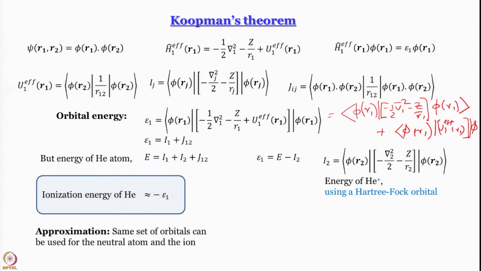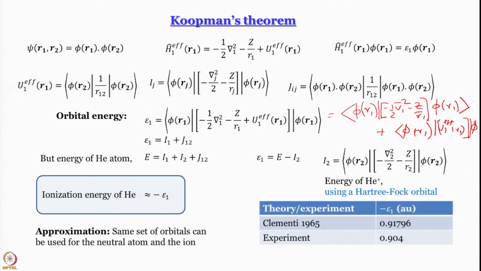Do not forget that the approximation that we use here is that the same set of orbitals can be used for the neutral atom and the ion, which may or may not be correct or necessary. But when you do a calculation, this is from Clementi's work of 1965, the value of ionization energy that we get is 0.919796 atomic unit, and from experiment it is 0.904 atomic unit. So, not very bad actually. Koopman's theorem is something that forms a cornerstone in the discussion of quantum mechanics of many electron systems.